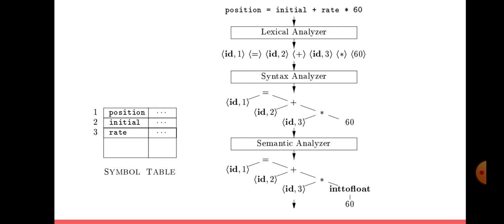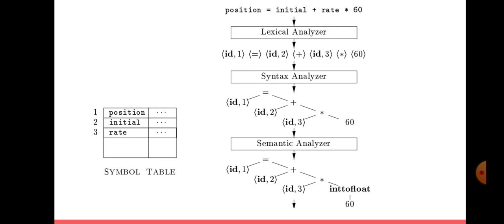And next one is the value rate. That is also a lexeme that is mapped into the token id comma 3, where 3 points to the symbol table entry for rate. Next one is the operator multiplication. It is also a lexeme that is mapped into the token star. Next one is the value 60. It is also a lexeme that is mapped into the token 60, where blanks separating the lexemes would be discarded by the lexical analyzer.